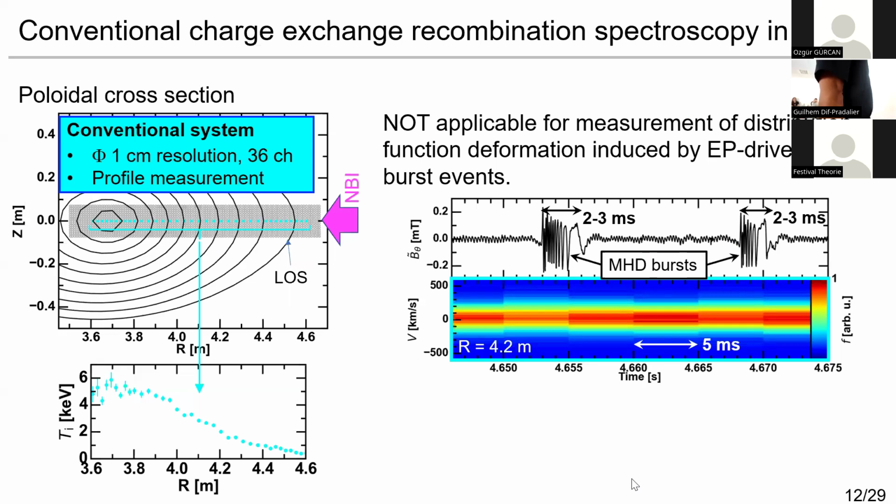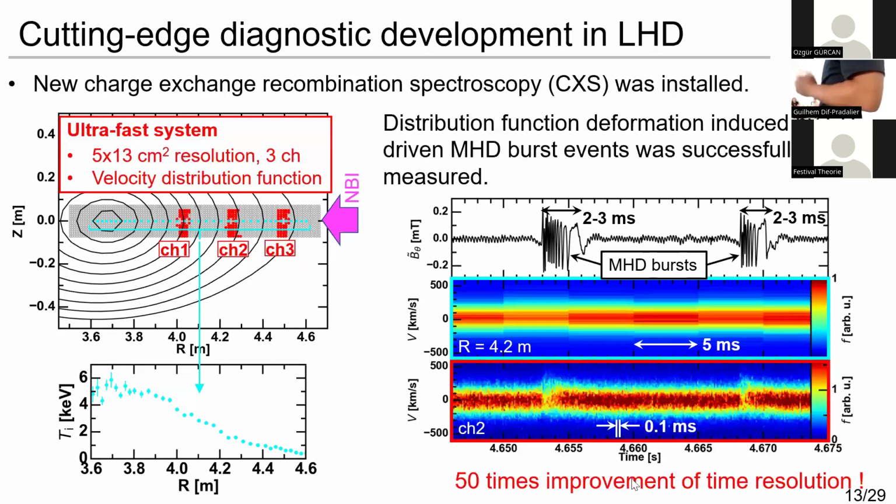The right-hand side figure is a time evolution of the toroidal magnetic field fluctuation and velocity distribution function measured by the conventional system. Because of the longer exposure time of 5 milliseconds, we cannot decompose the velocity distribution function evolution caused by the MHD burst event, which lasts 2 to 3 milliseconds. In order to improve this situation, we developed a new charge exchange recombination spectroscopy system, which has a shorter exposure time of 0.1 millisecond, such that we can decompose the time evolution of the velocity distribution function caused by the MHD burst.